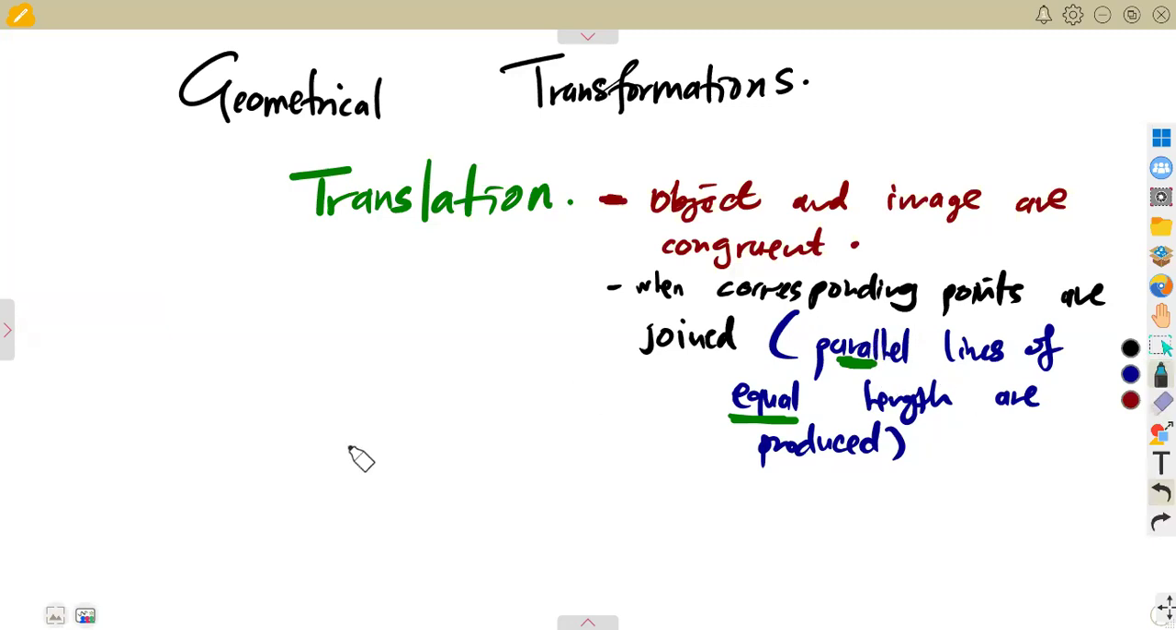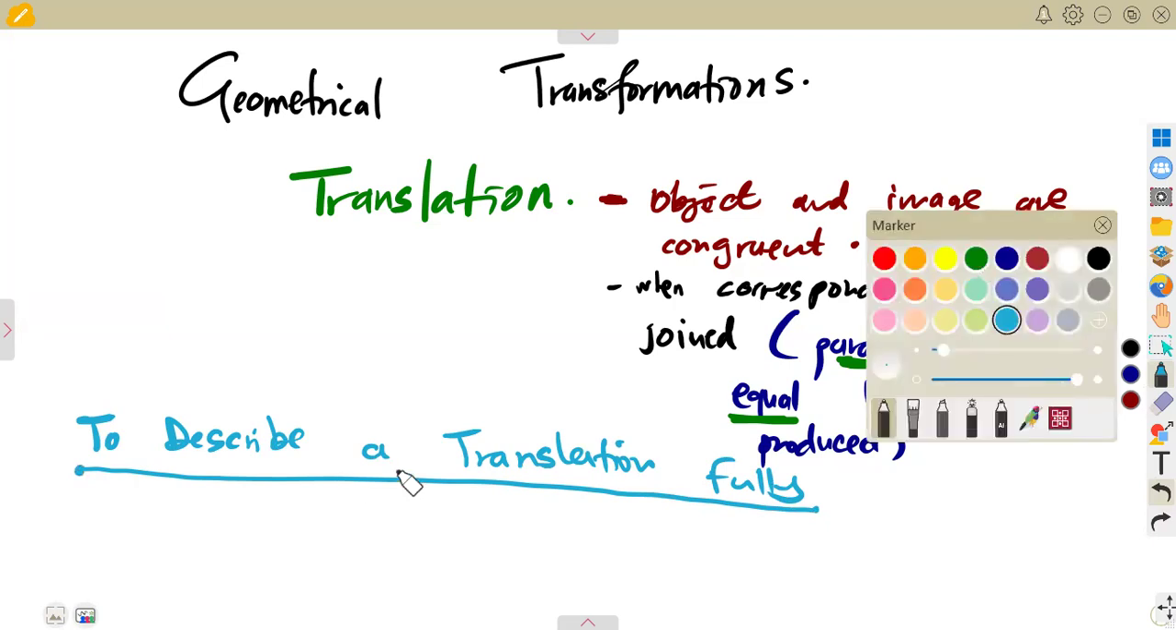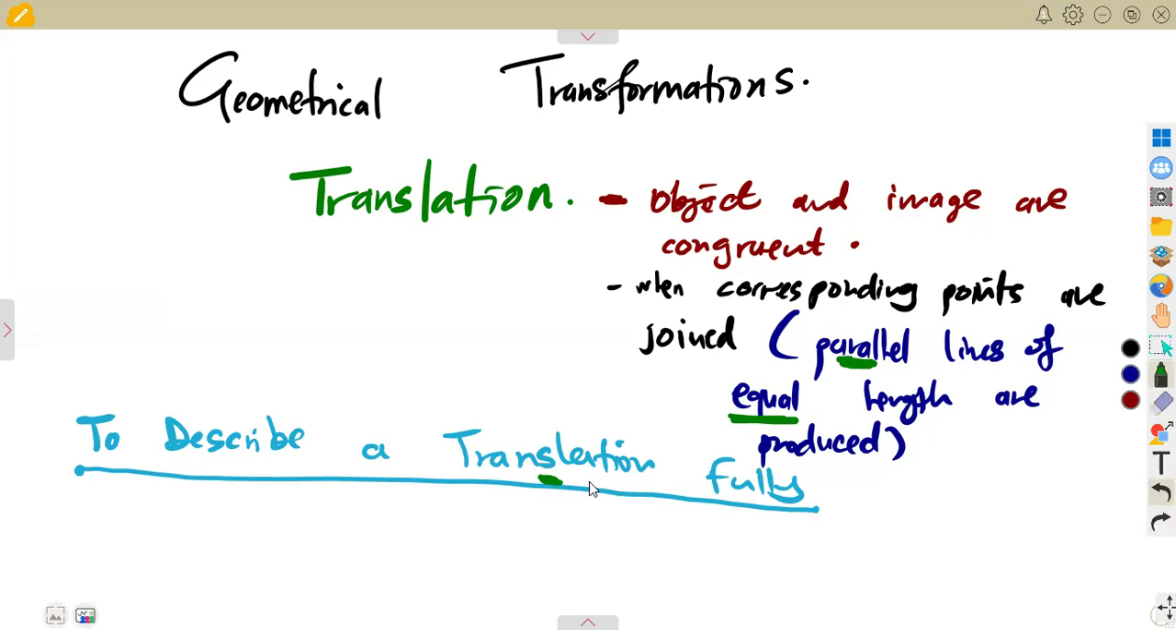So now that you have seen that this is a translation, this is how you're going to describe it. To describe a translation fully. We are now describing this transformation that we have seen, that it is a translation. But how do we describe this translation, the transformation which occurred? To describe a translation, you are the one who is writing this.